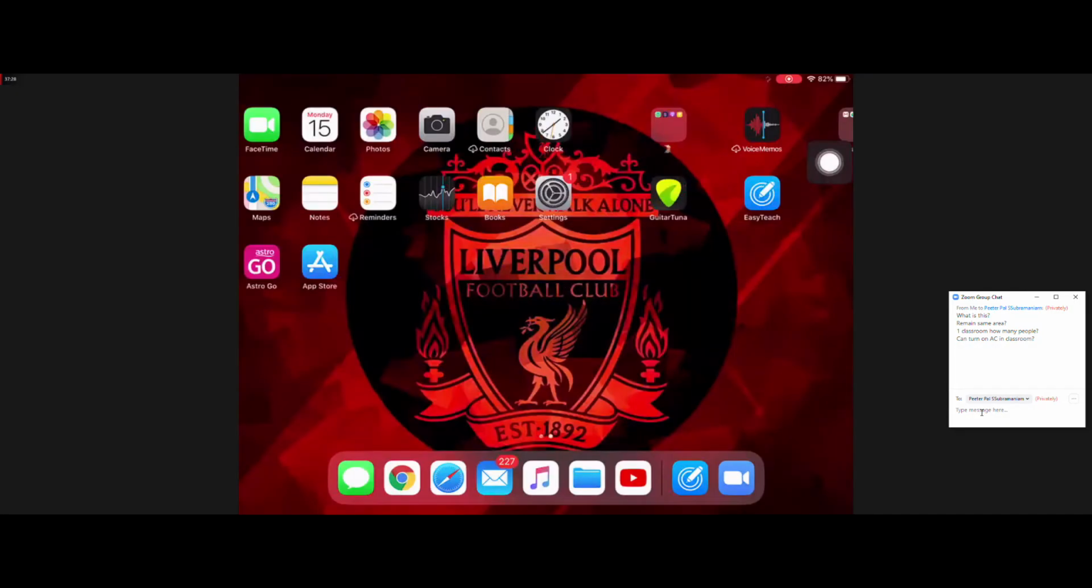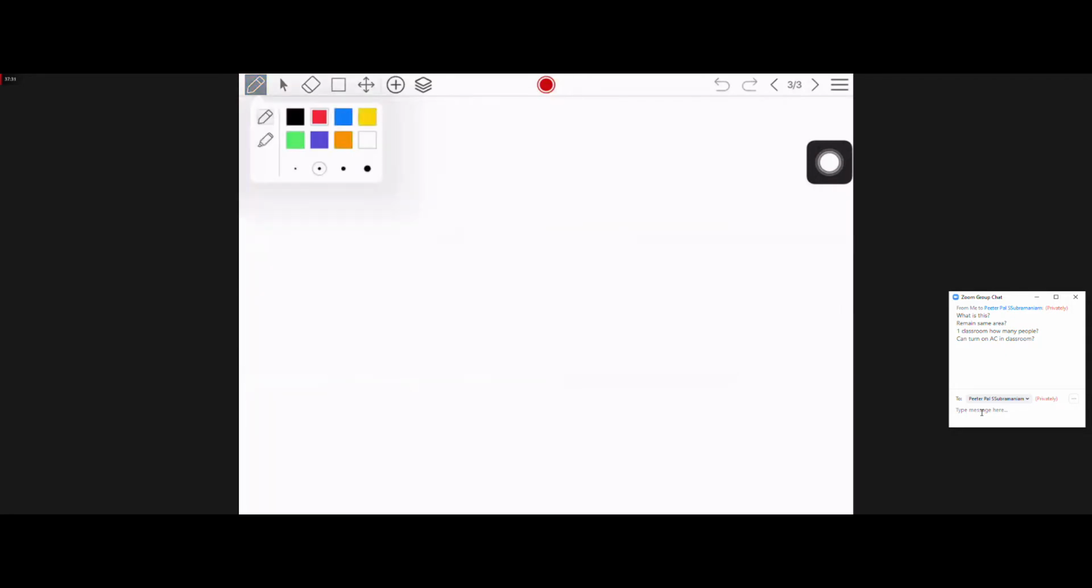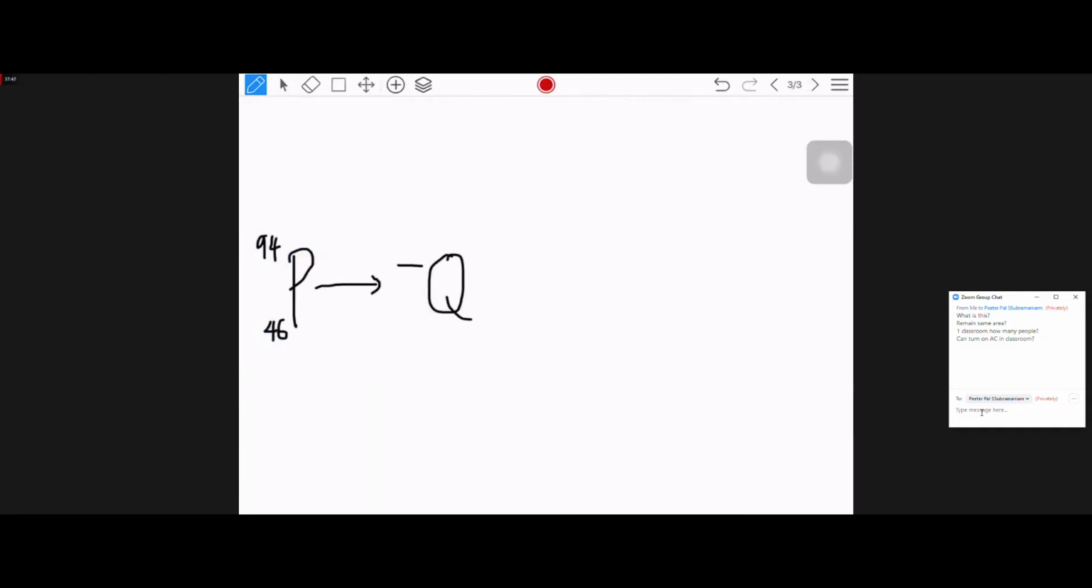Okay, see here carefully. Let's say now you are given one element P, with a nucleon number 94, proton number 46. This element forms a new element Q with nucleon number A, proton number B, and it releases 2 alpha, helium, and energy. So what is A, what is B?